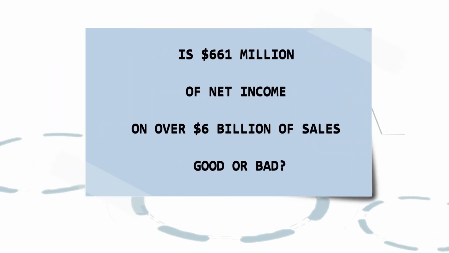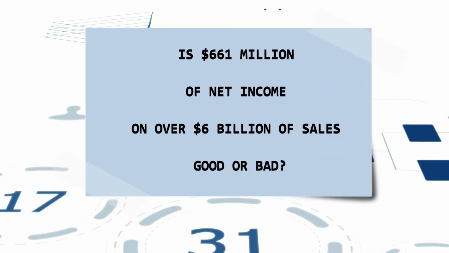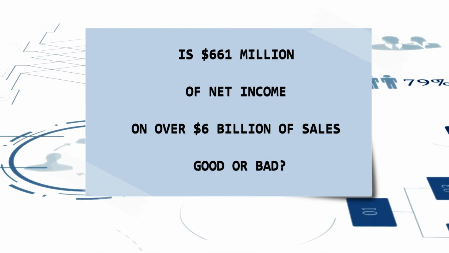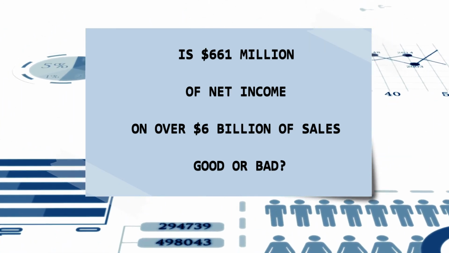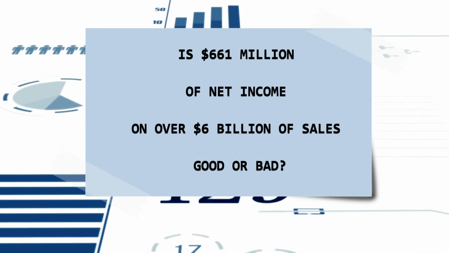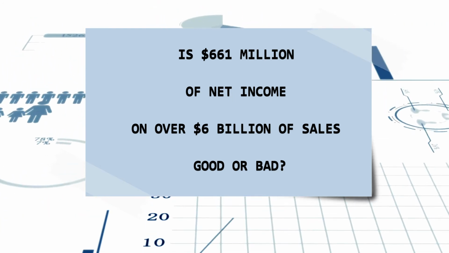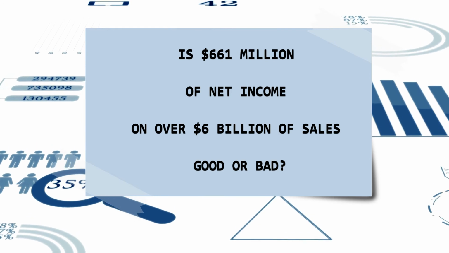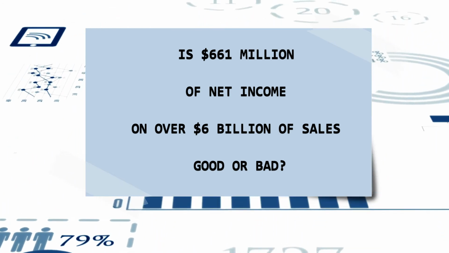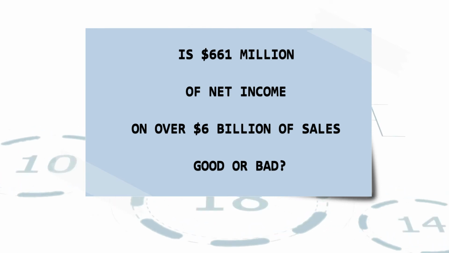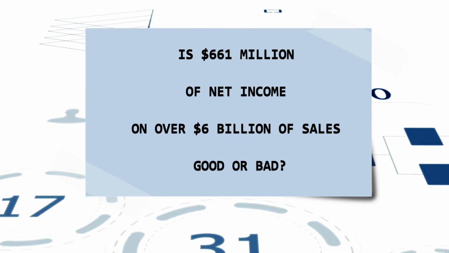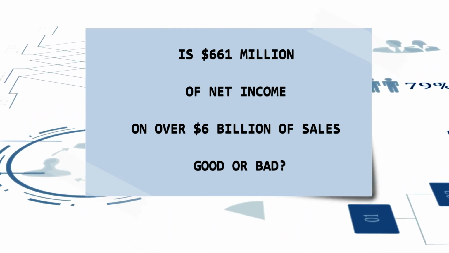The net income can be considered good or bad, depending on the user. A creditor might be satisfied that the net income indicates sufficient profitability to repay an obligation. However, a stockholder may be disappointed that the $661 million of net income on over $6 billion of sales is not as successful when measured against a competitor's performance.